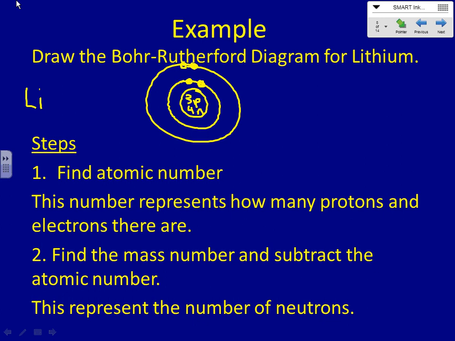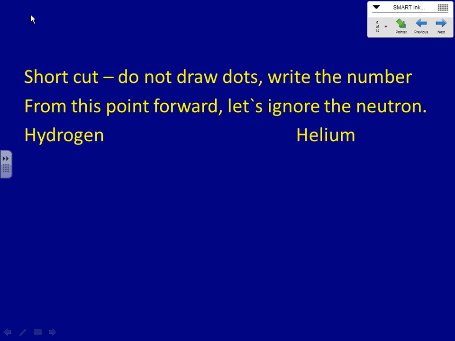All right. We did the right numbers, but we just didn't care about the dots. Okay, I'm going to get rid of this one here. Just ignore that one. So for our diagram here, you just put the 1, right? That's lithium. Okay. What I was going to do is show you the shortcut.